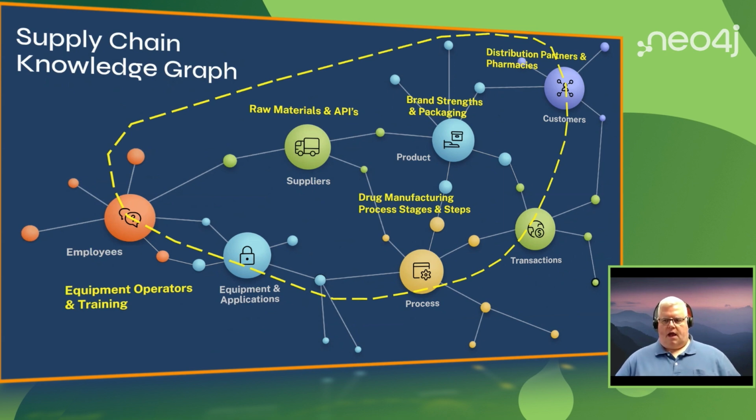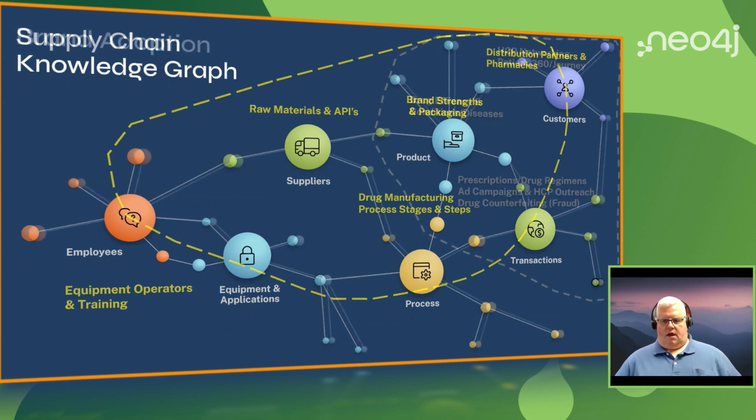This is one that I look at from the standpoint of the supply chain. You have to look at the raw materials and APIs, the brands and the strengths in their packaging, the distribution partners and the pharmacies, the drug manufacturing process stages and steps, and also the equipment operators and training. So it encompasses just about every aspect of the business.